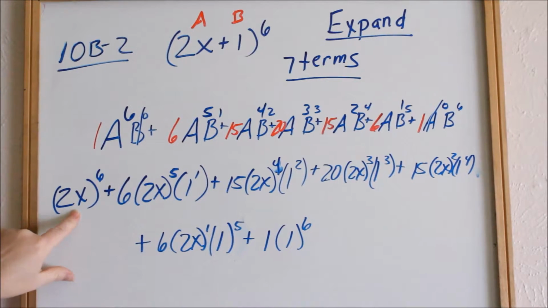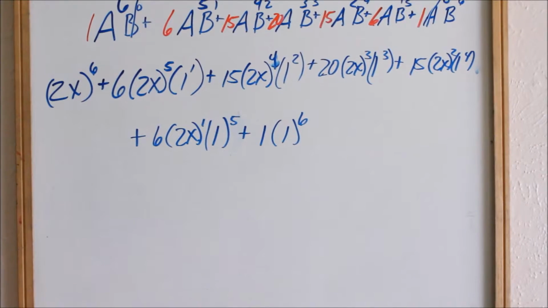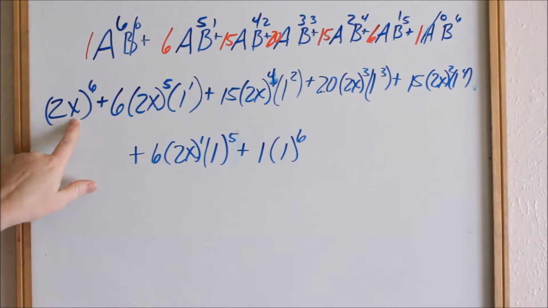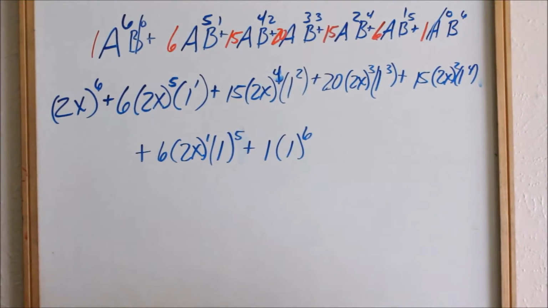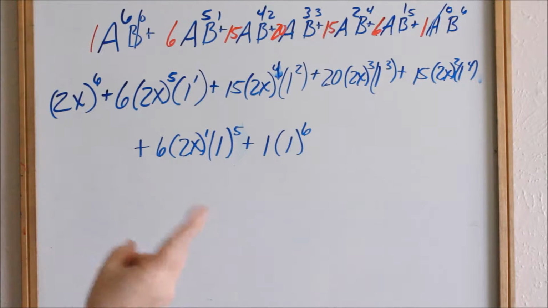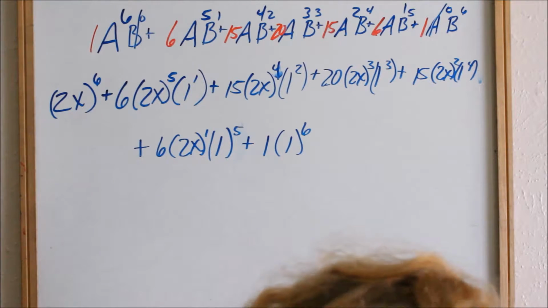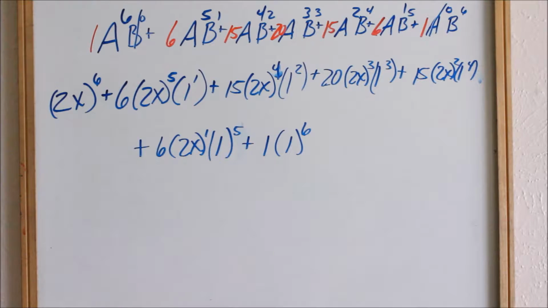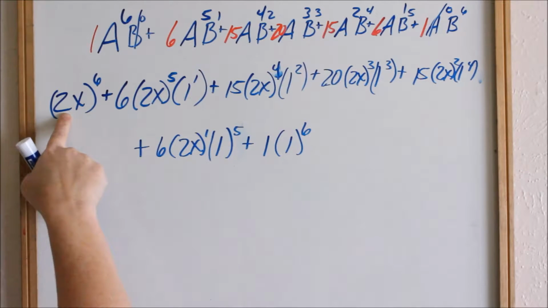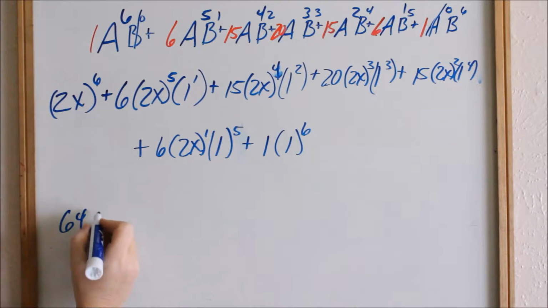Okay, so 2x to the 6th. So I have to do 2 to the 6th and x to the 6th. 2 to the 6th: 2 times 2 is 4, times 2 is 8, times 2 is 16, times 2 is 32, times 2 is 64. Okay, I just need to make sure I got it correct. So 2 to the 6th is 64, and then x to the 6th.